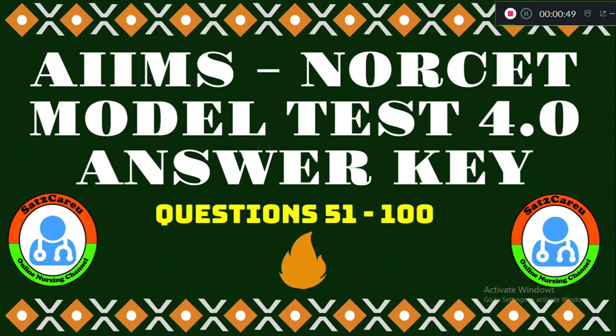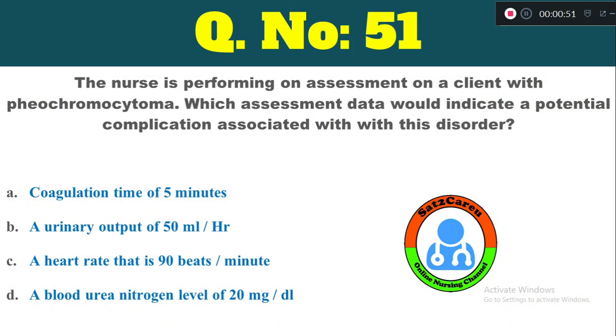Now let's see question number 51. The nurse is performing an assessment on a client with pheochromocytoma. Which assessment data would indicate a potential complication associated with this disorder? Option A, coagulation time of 5 minutes. Option B, a urinary output of 50 ml per hour. Option C, a heart rate of 90 beats per minute. Option D, a blood urea nitrogen level of 20 milligram per deciliter.